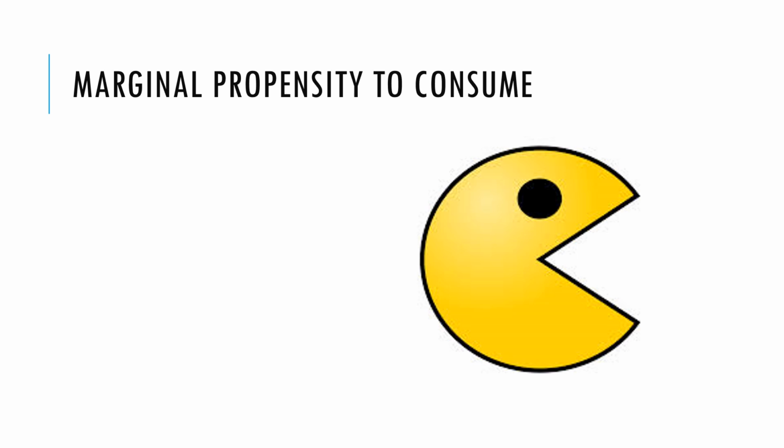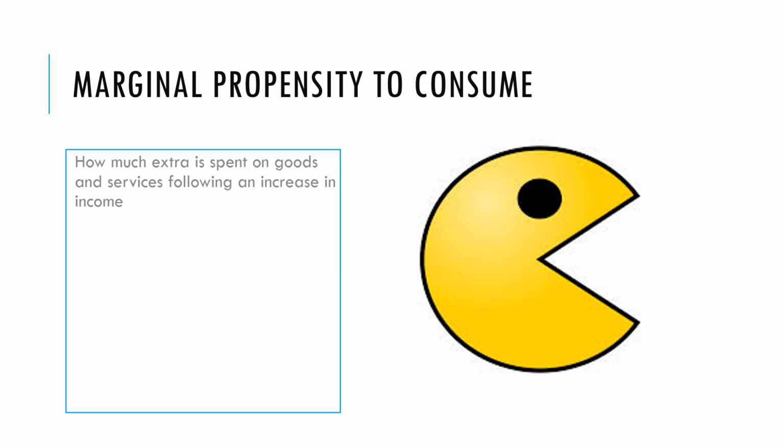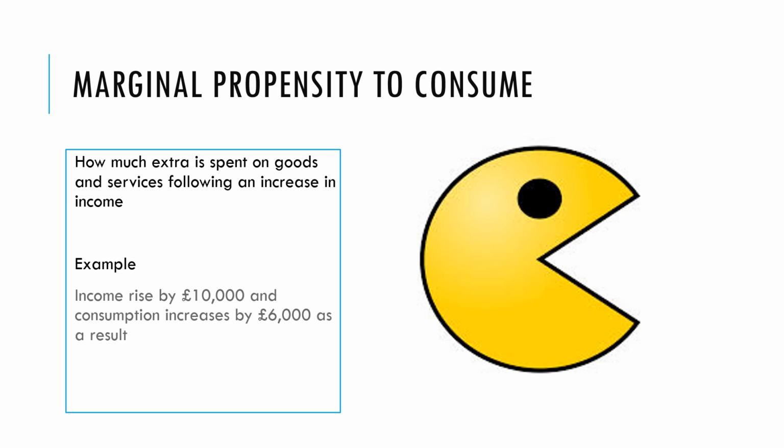So to understand consumption, we need to understand the marginal propensity to consume. Linking back to this topic, that is how much extra is spent on goods and services following an increase in income. So for example, if incomes rise by 10,000, consumption increases by 6,000. We're talking about people in the economy here having a marginal propensity to consume of 0.6.